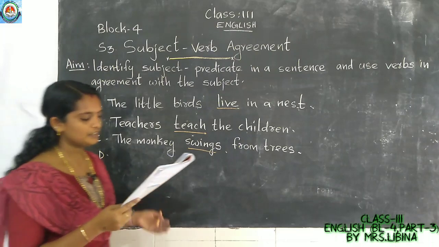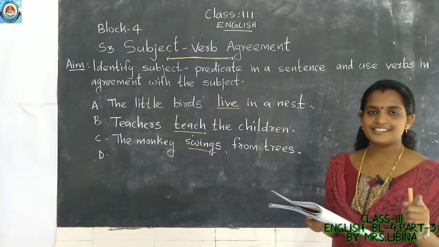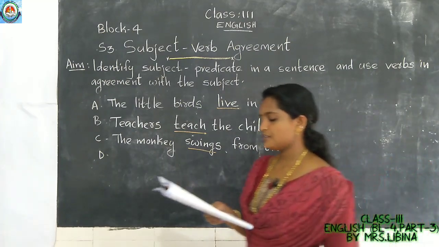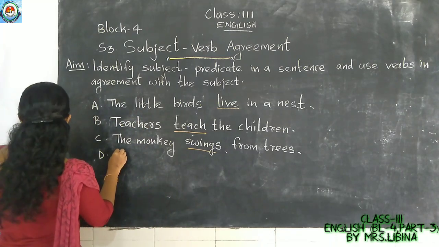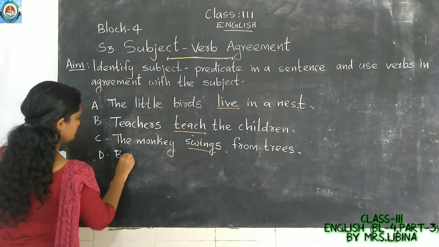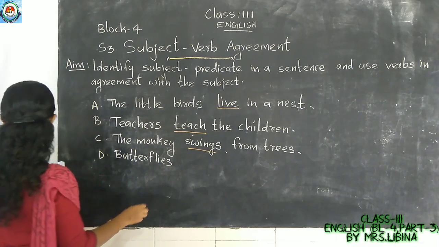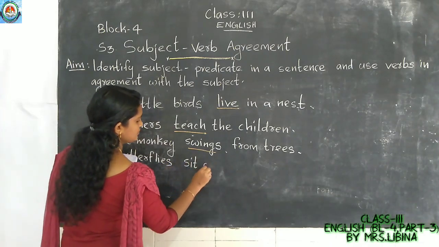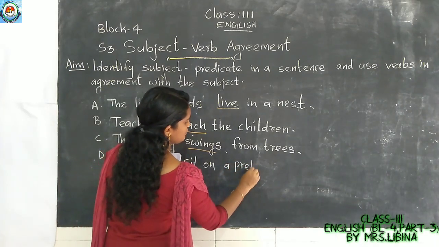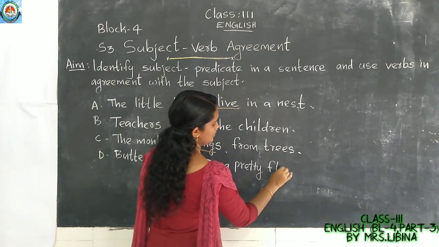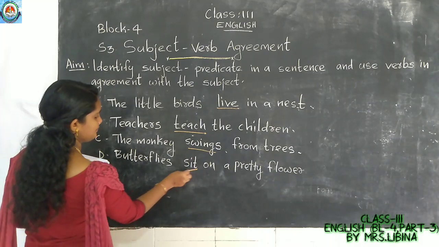Then which word is the last word? D. A butterfly sits on a pretty flower. A butterfly. Yes, it is singular. Then we have to change butterflies. Okay. Butterflies sit on a pretty flower. Okay, in this way you will get the answers.